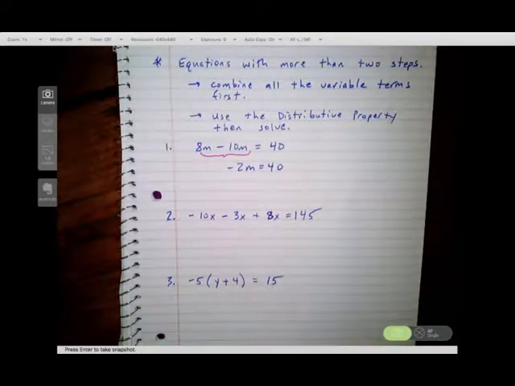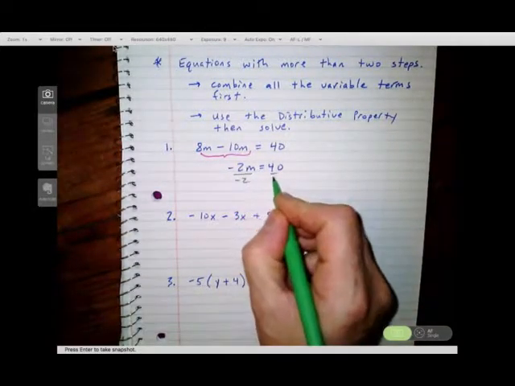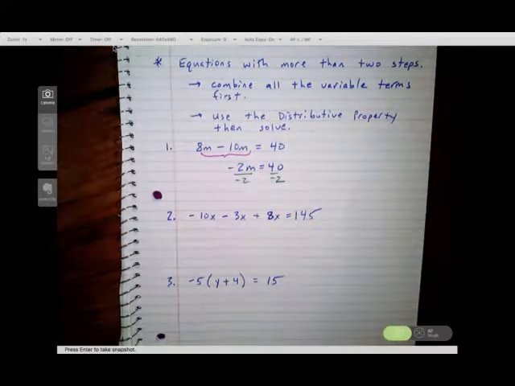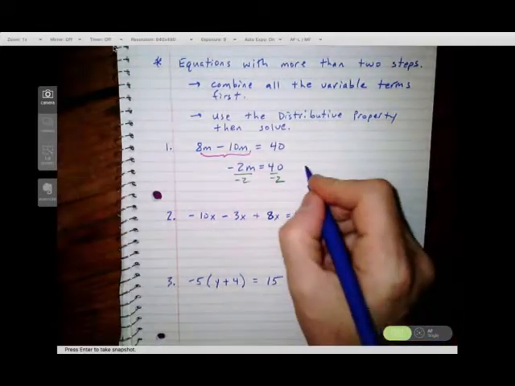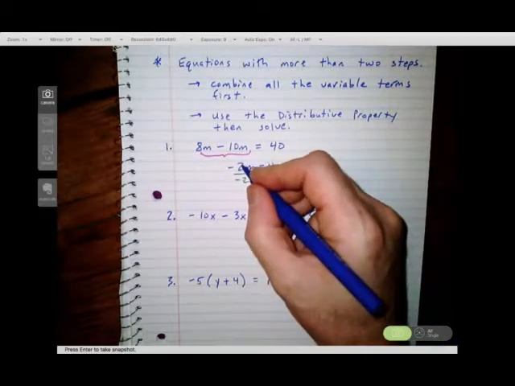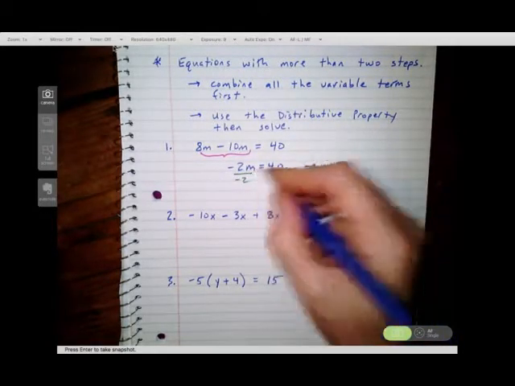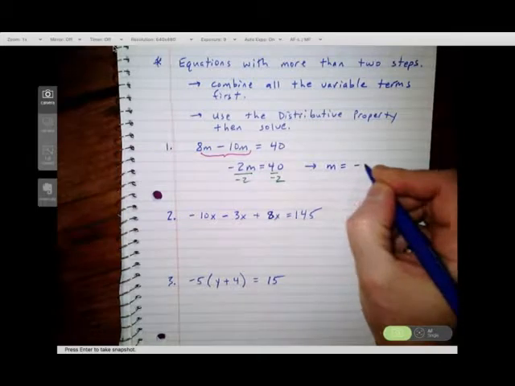Now to solve that, I'm going to divide both sides by negative 2. And 40 divided by negative 2 is negative 20. So this cancels out, we get 1m over there, and 40 divided by negative 2 is negative 20.